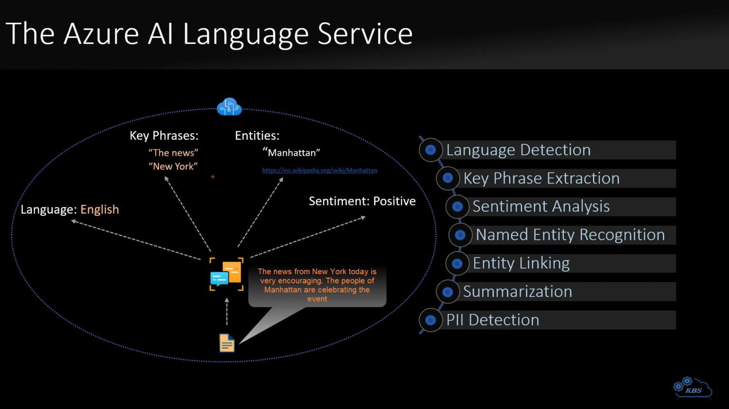Sentiment analysis. The service gauges the emotional tone of the content, ascertaining that the sentiment conveyed is optimistic, given the context of encouragement and celebration in the news. Entity recognition and linking. It intelligently recognizes and categorizes specific entities such as Manhattan within the text, and can even associate them with external information sources like Wikipedia for enriched understanding.